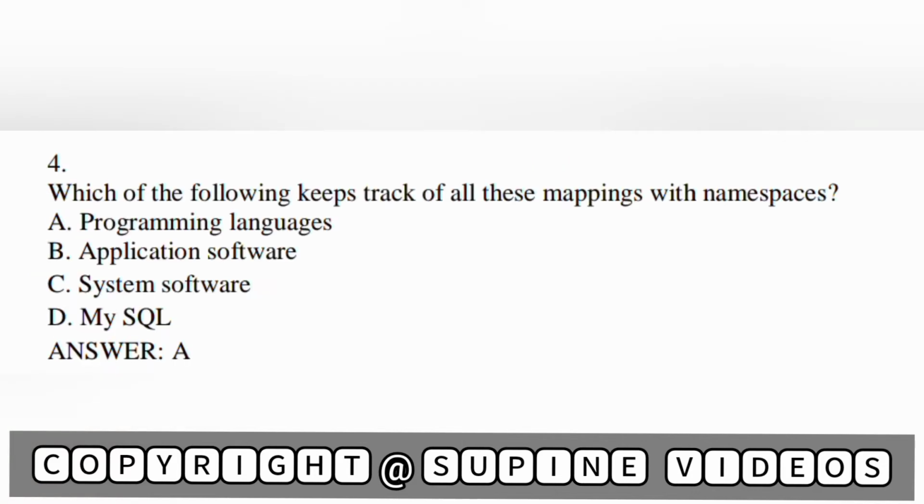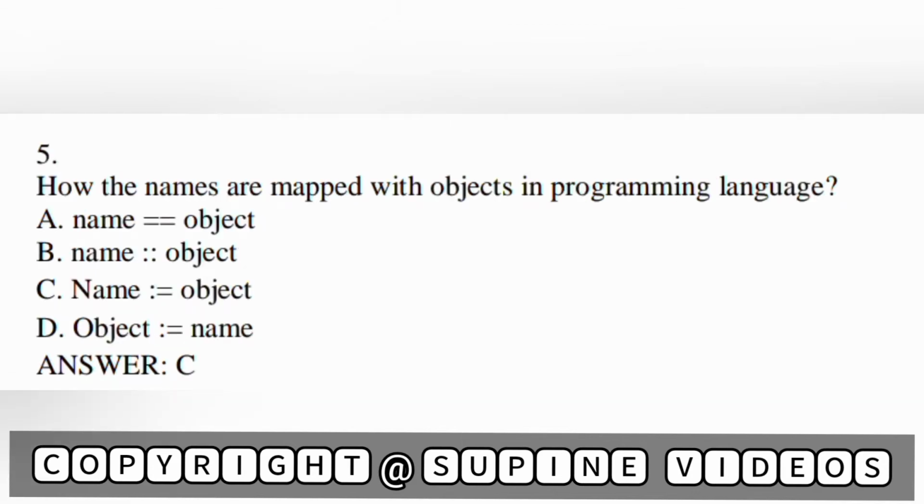Multiple. Question number 4. Which of the following keeps track of all this mapping with namespaces? Your options are A. Programming language, B. Application software, C. System software, D. MySQL. The answer is option A. Programming languages. Question number 5. How the names are mapped with objects in programming language? Your options are A. Name double equal to object, B. Name double colon object, C. Name colon equal to object, D. Object colon equal to name. The answer is option C. Name colon equal to object.